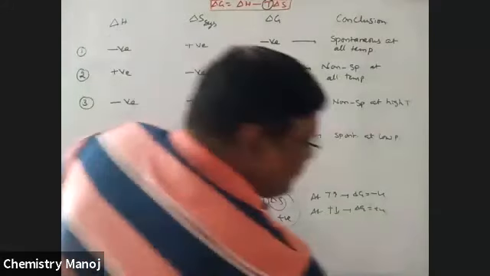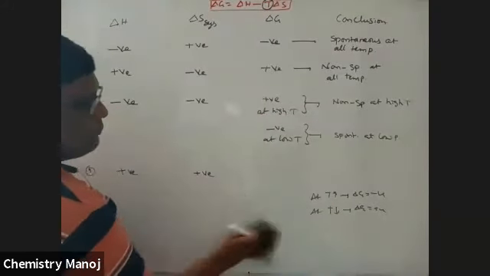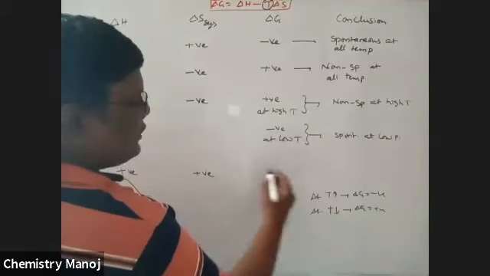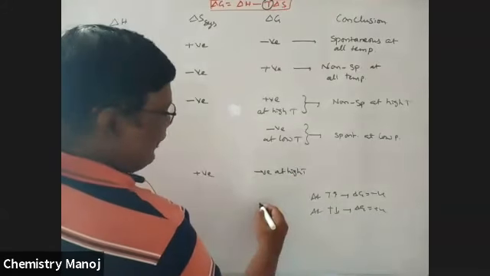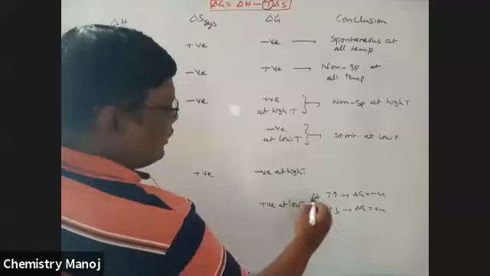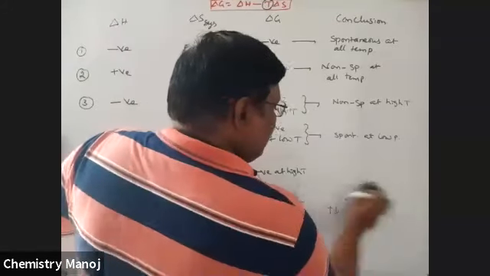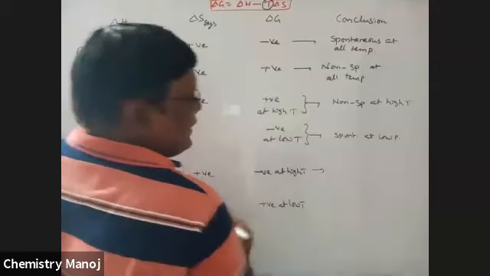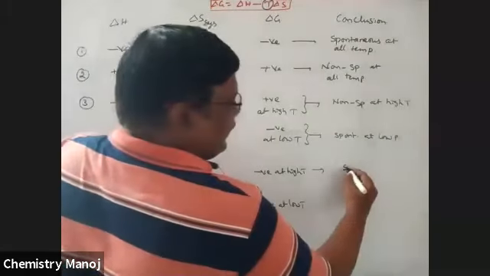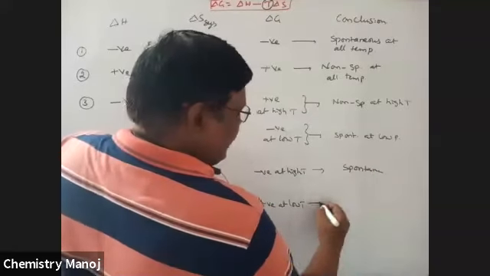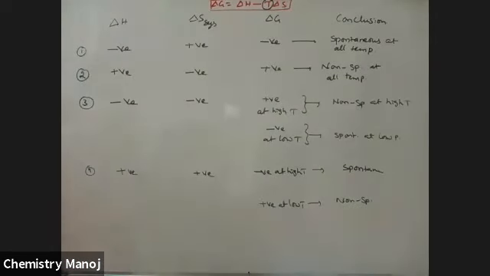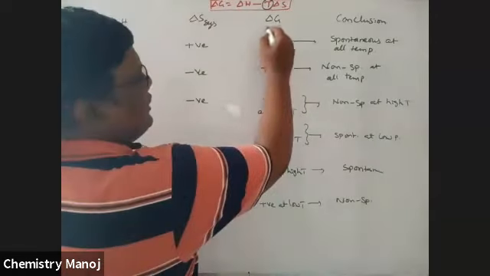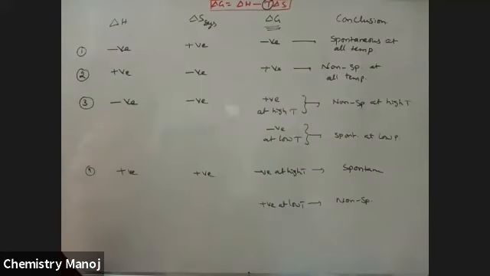Therefore, the final conclusion is that it is negative at high temperature and positive at low temperature. Therefore, in this case, because it is negative, it is spontaneous, and because it is positive, it is non-spontaneous. Therefore, the spontaneity of the process is explained only through delta G values. So delta G clearly explains the spontaneity of the reaction.